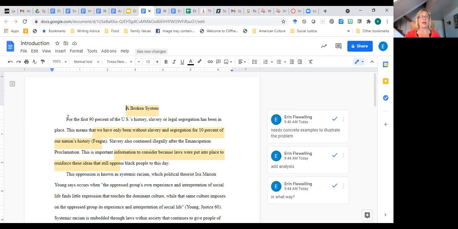So here's the hook, and I like the student's hook. For the first 90% of the United States' history, slavery or legal segregation has been in place. That means we have only been without slavery and segregation for 10% of our nation's history. Whoa, this is startling. I mean, think about it.